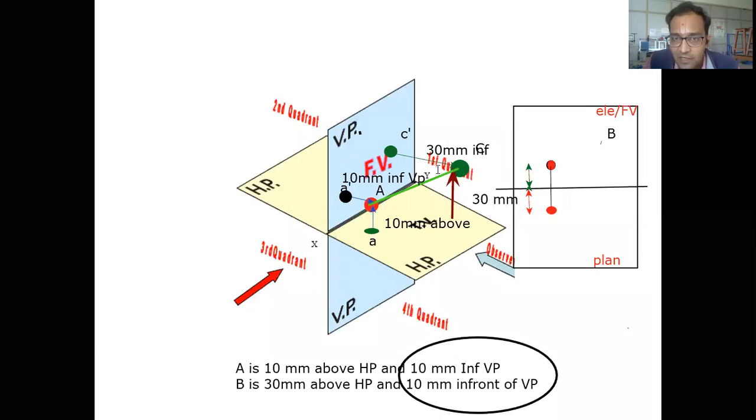Now let me ask you a question. When I drop C's projection on the vertical plane, where am I going to find C dash? Where will I find C dash? 30 mm above the reference line, or something like that, if that comes to your mind. Where will it be found? 30 mm above. Is it so?